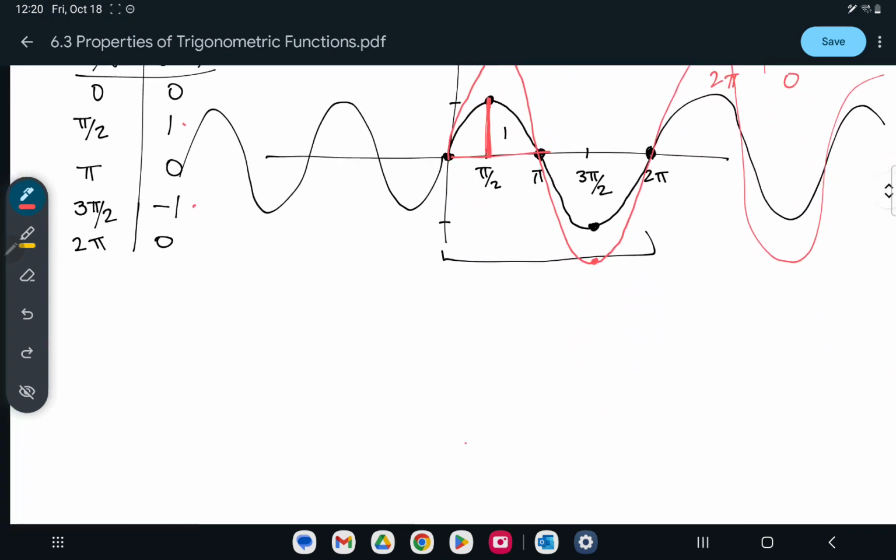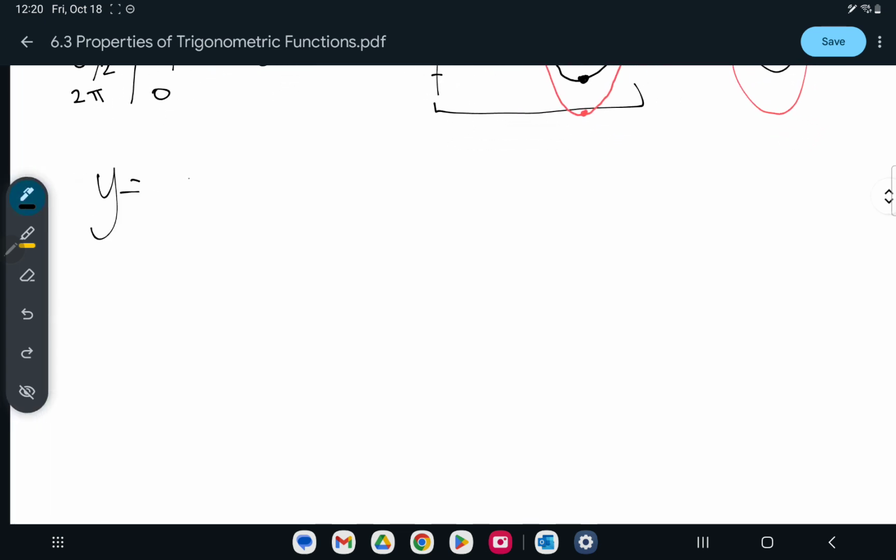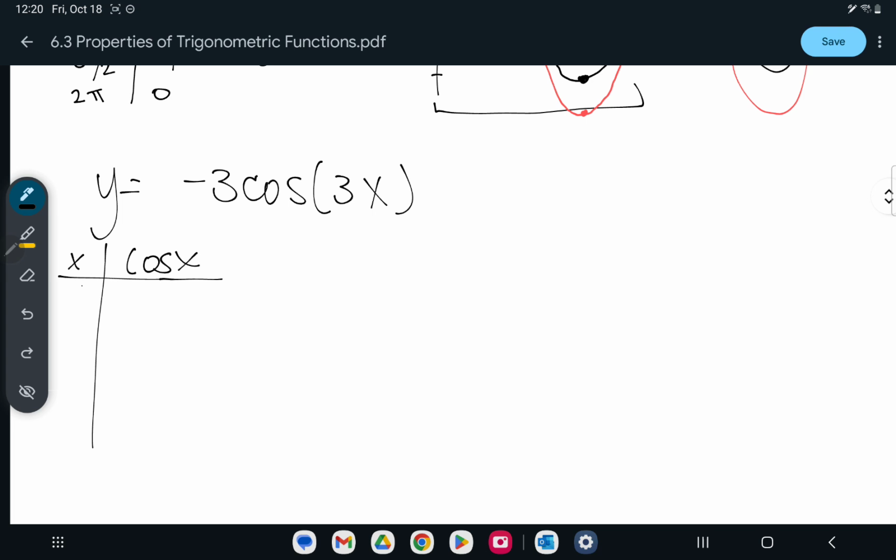And you can do the same thing for cosine. So let's look at a cosine one. Kind of graph it with its transformation. So what if we did y equals -3 cosine of 3x? So let's look at the parent function. So just cosine of x. We use the same values, 0, pi over 2, pi, 3 pi over 2, and 2 pi. So in cosine, we get 1, 0, -1, 0, 1.